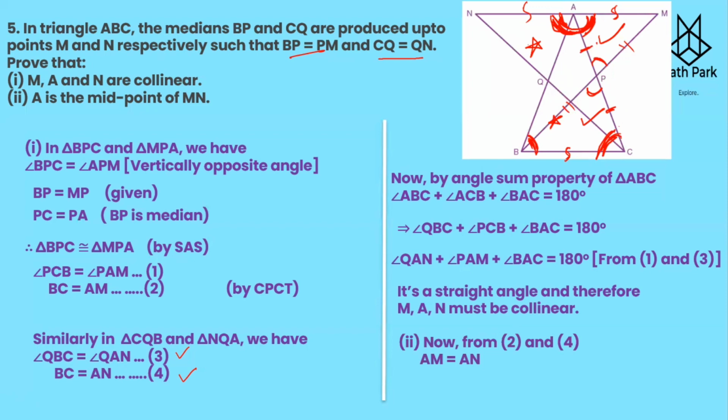Now look at this equation 2. You have BC is equal to AM by CPCT and BC is also equal to AN. So from equations 2 and 4, we get AM is equal to AN. And thus we can say that A is the midpoint of MN.